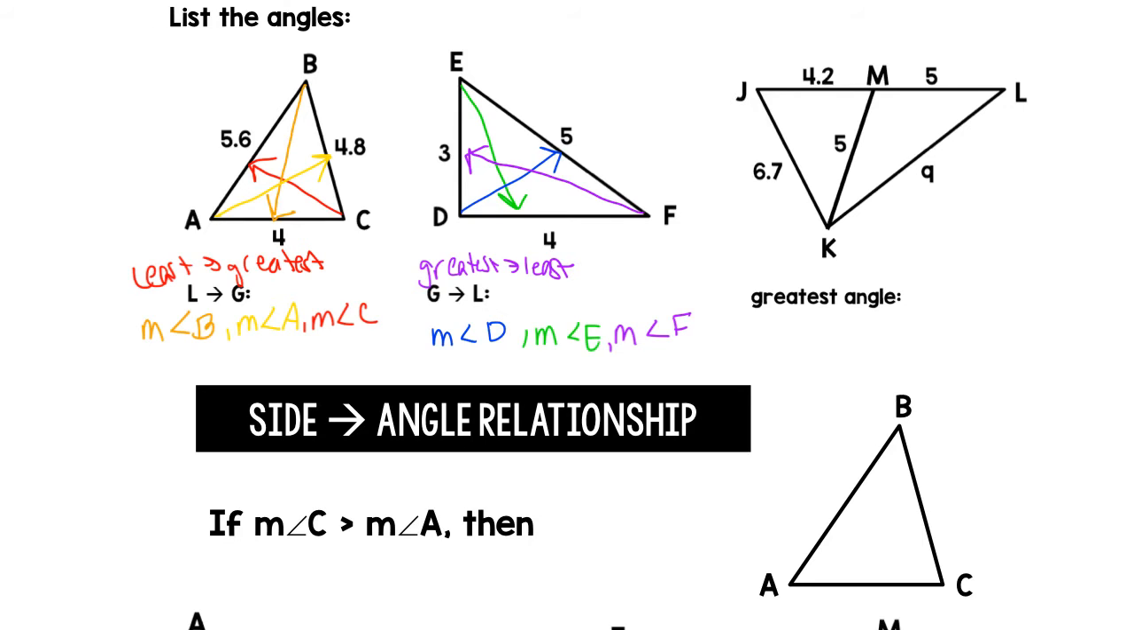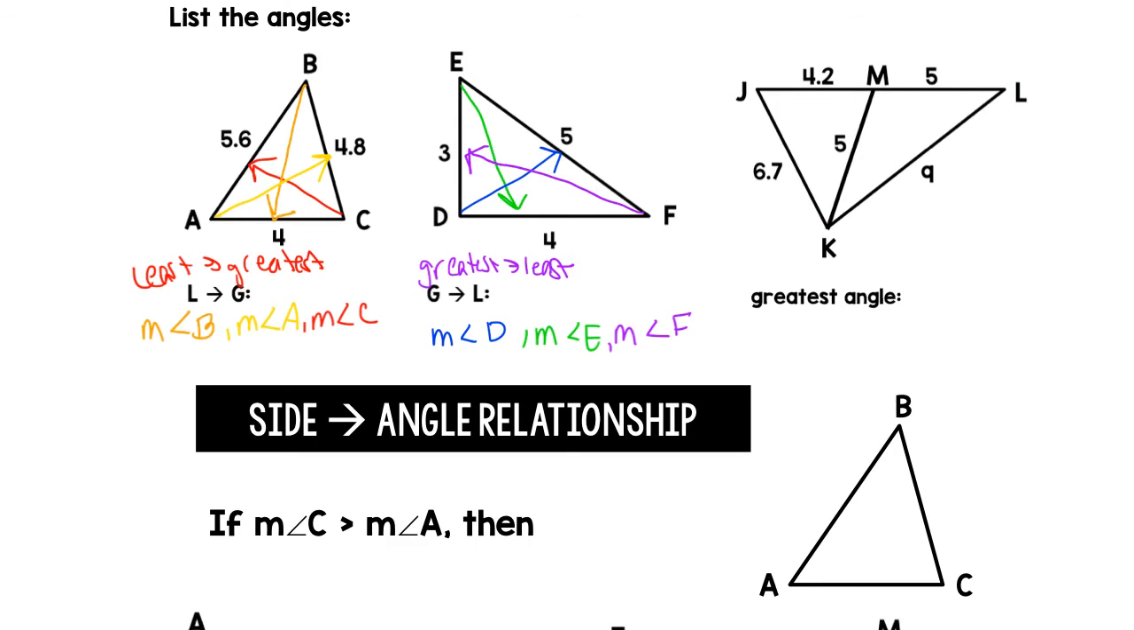Let's look at this next problem. Looks a little bit different than what we've had before. We've got two triangles together. We need to determine which of these angles. We have triangle JMK, triangle MLK, and triangle JLK.